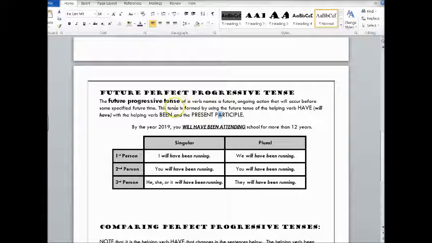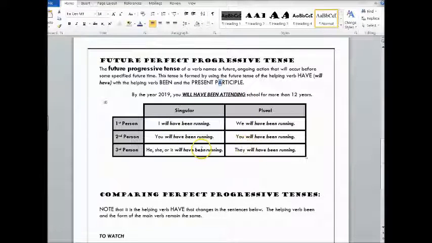And we use this tense when you have an ongoing action in the future that will occur before some other future event. It will occur for some specified time in the future. For example, by the year 2019, so I have a date in the future, you will have been attending school for more than 12 years. So this is future perfect progressive. Future will, perfect have been, attending progressive. And again, it's the same regardless of your subject, singular, plural, or person. Will have been plus the ing.